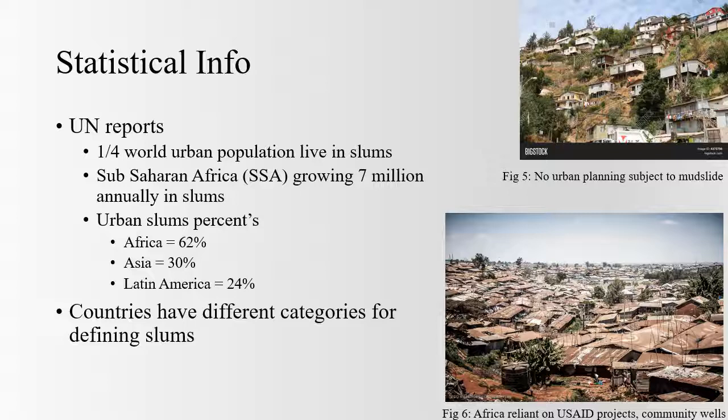Right, here are some different examples. Over on the right, we have urban planning subject to mudslides, haphazardly being thrown up there. We have USAID projects going on, where they're putting little wells into these shanty towns in Africa. Africa has the highest growing rate of slums annually, 7 million people, or 7 million dwellings. Asia and Latin America are also up there, and countries all have different categories to define those slums, which makes it difficult for a globalization plan.